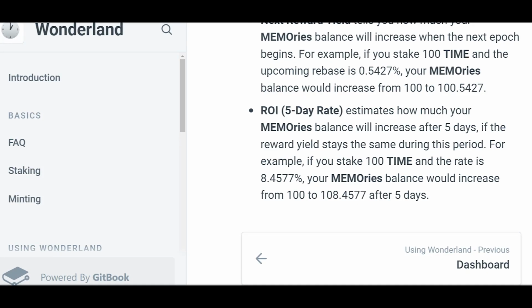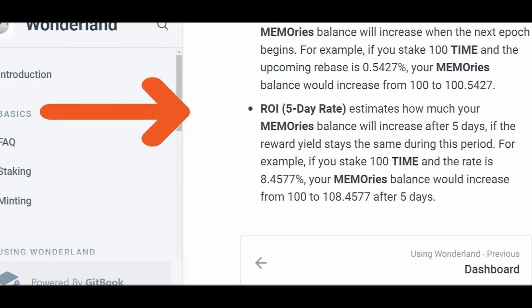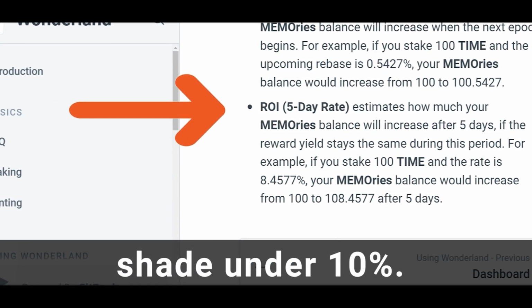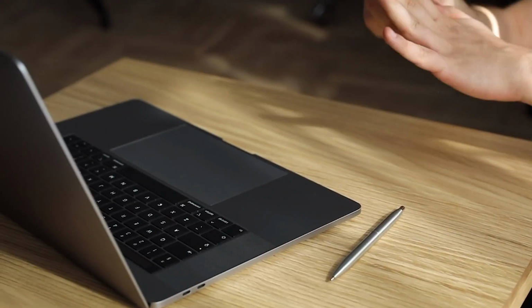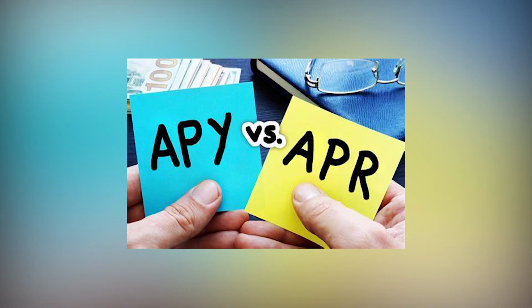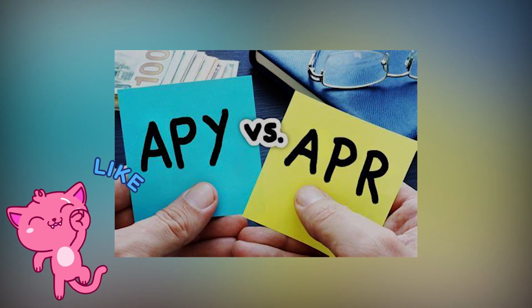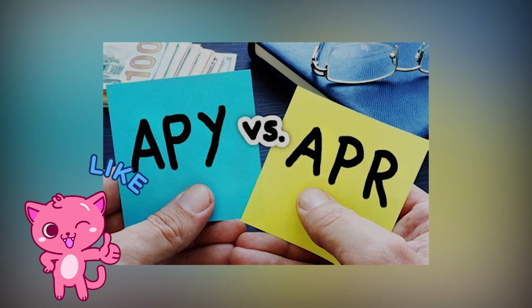FYI, Wonderland also shares the 5-day reward rate, which is currently a shade under 10%. While this is nothing that can be easily brushed aside, it's important to appreciate the context of the APY versus APR figures.